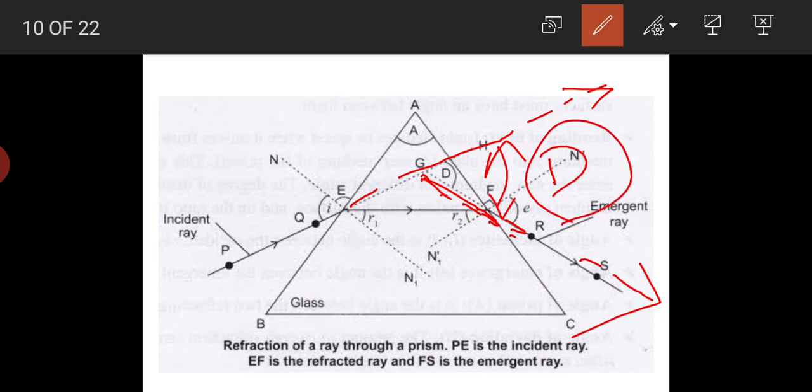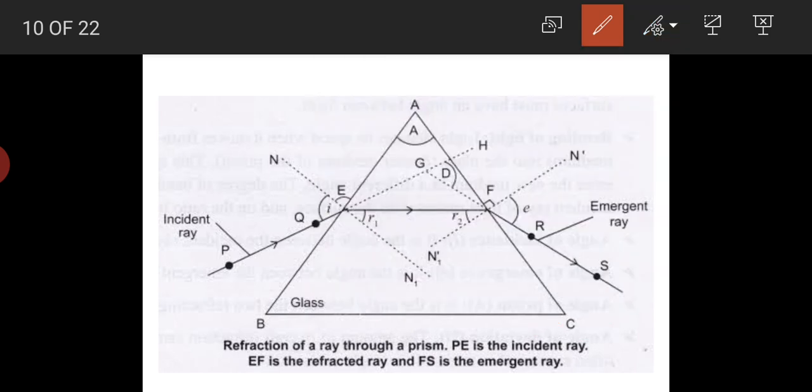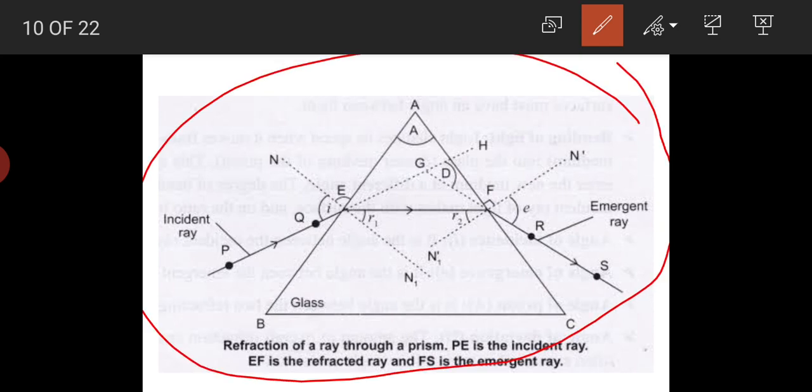It is called the angle of deviation because, if there were no prism, the incident ray would have gone straight like this, but because of the presence of the prism, instead of going straight, it comes out of the prism in this way. Since it deviates from its path from here to here, it is called the angle of deviation D. The angle between the incident ray and the emergent ray is the angle of deviation. I request you to practice this diagram as it is very important.